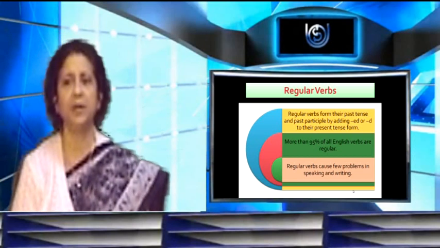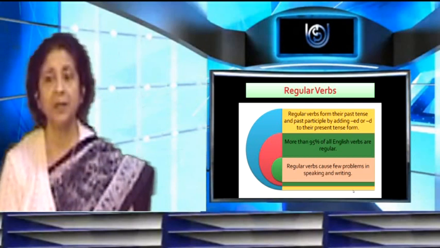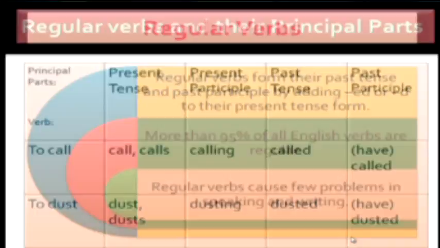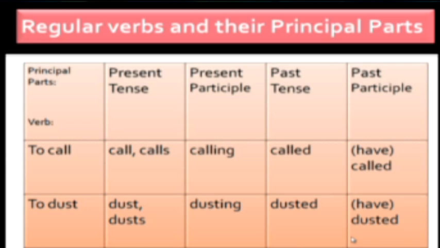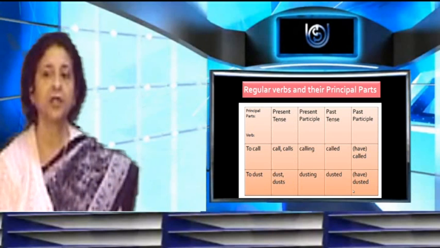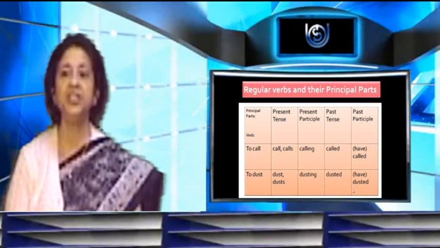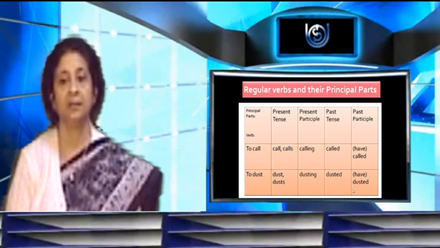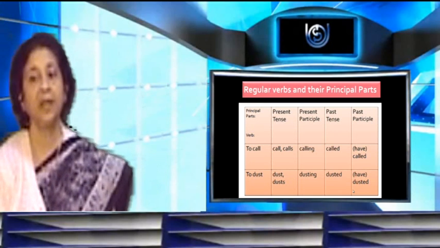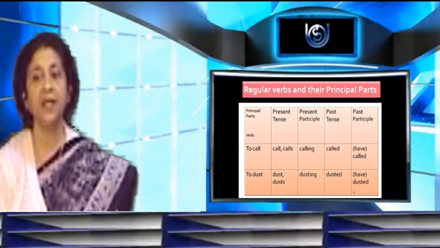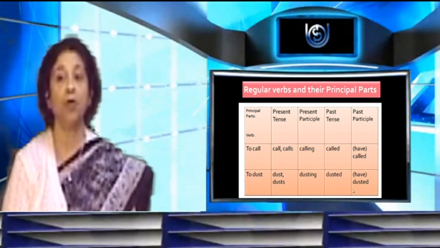Regular verbs cause few problems in speaking and writing. They are simple, no problem. Now just see regular verbs and their principal parts. To call, present tense, call or calls. Present participle, calling. And past tense is called, or participle is have called. We just put ed and change it into past tense. Next example is to dust. Dust or dusts. Then dusting. Past tense dusted, have dusted. So putting ed we are changing into second form of verb.